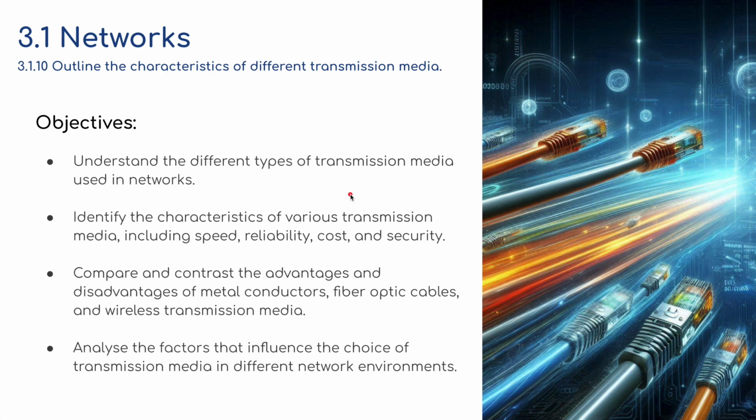What does that entail? Well, we're going to understand the different types of transmission media used in networks. We're going to identify the characteristics of various transmission media, including speed, reliability, cost, and security. We're going to compare and contrast the advantages and disadvantages of metal conductors, fiber optic cables, and wireless transmission media. We're going to analyze the factors that influence the choice of transmission media in different network environments. You may have seen some of these Ethernet cables, as you can see here, before.